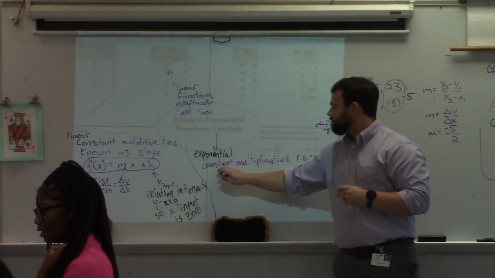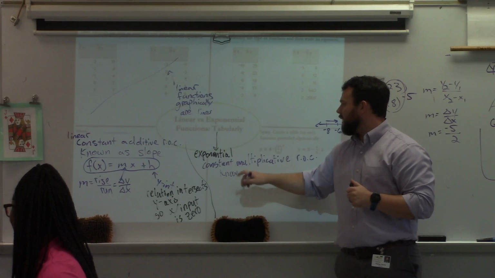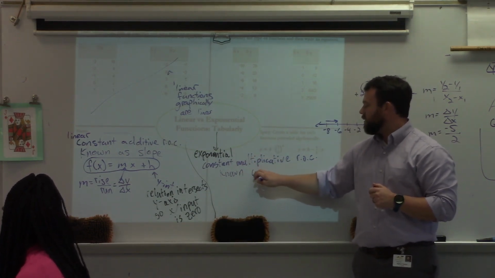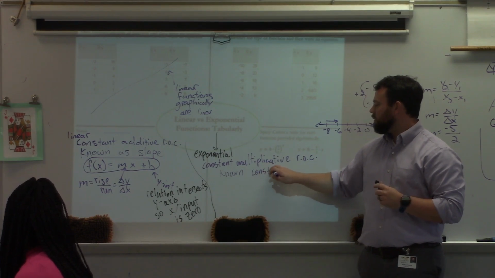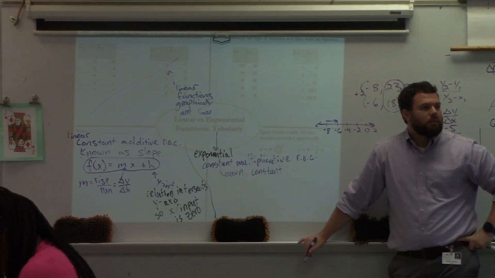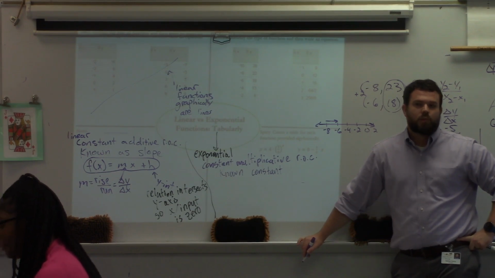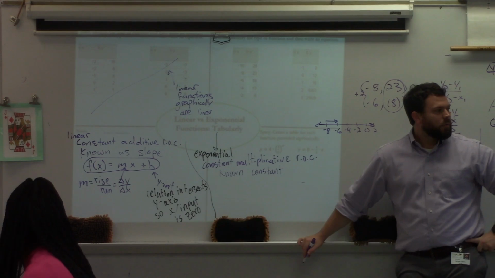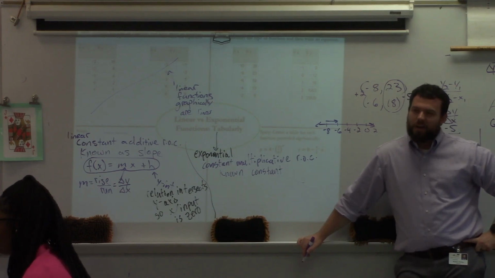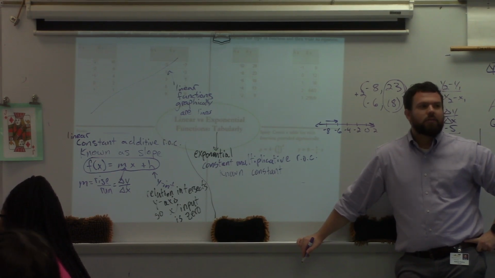But we knew the name of that constant additive rate of change. What was the constant multiplicative rate of change known as? What letter does it start with? It starts with an F. Oh, constant factor. Yeah, constant factor.